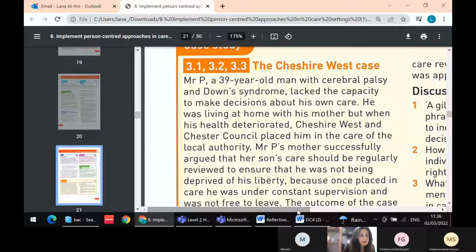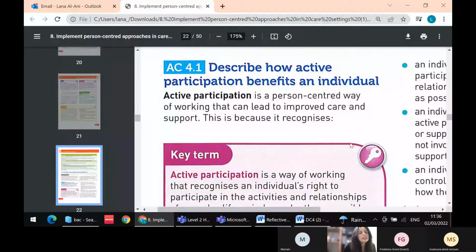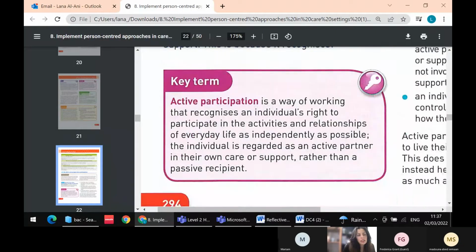Active participation? From the word participation, what does it mean? It means they participate in their own care plan, in their own day-to-day lives, decisions. Yeah, so active participation is a person-centered way of working that can lead to improved care and support. Why? Because we focus on that person as an individual and make him actively participate in his own care plan to lead an independent life as much as possible while we are providing support for them.